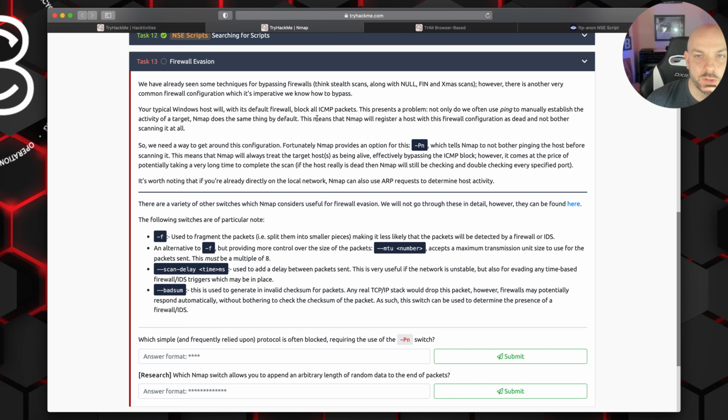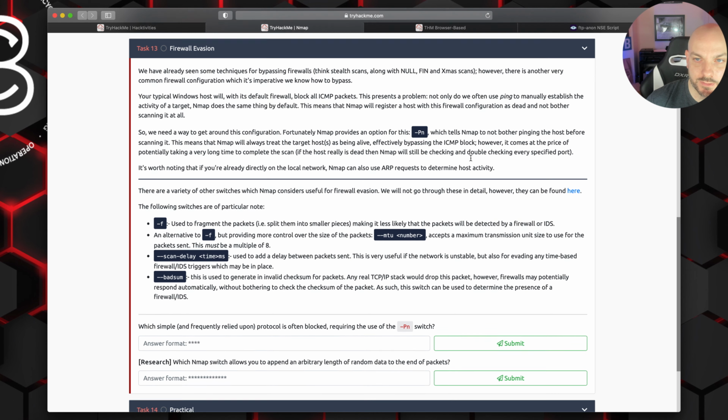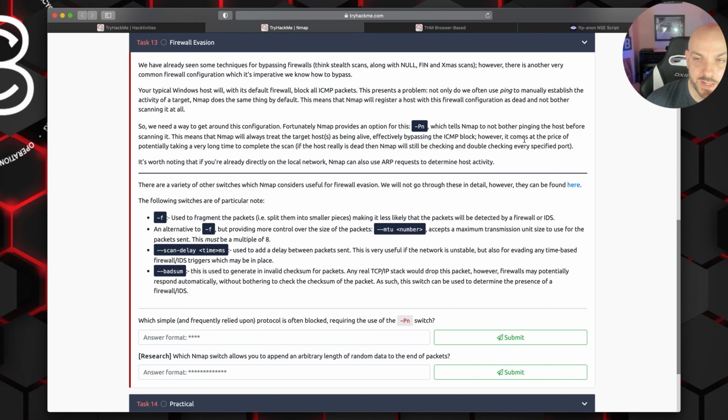All right, firewall evasion. We kind of were talking about that before with the Null, FIN, and XMAS scans. So I need to get around it. NMAP provides. So the -Pn is going to be to not bother pinging before doing a scan.